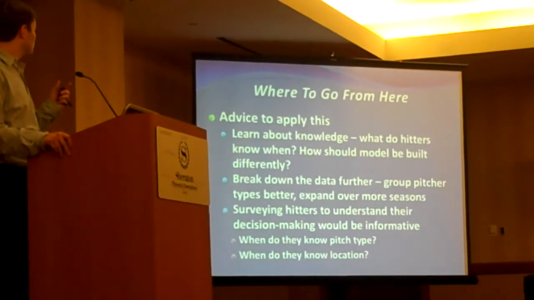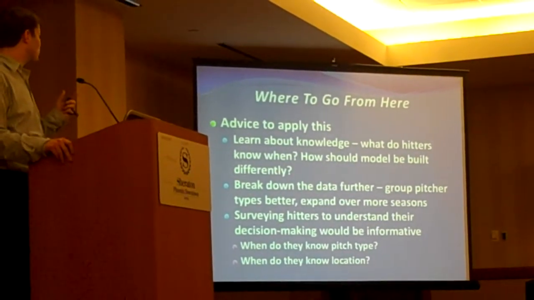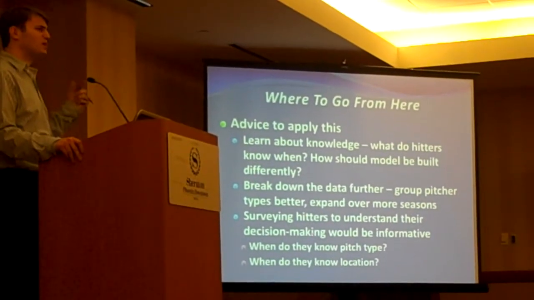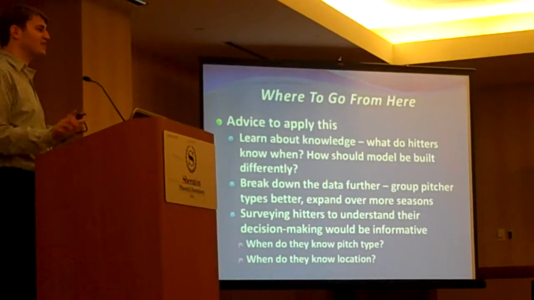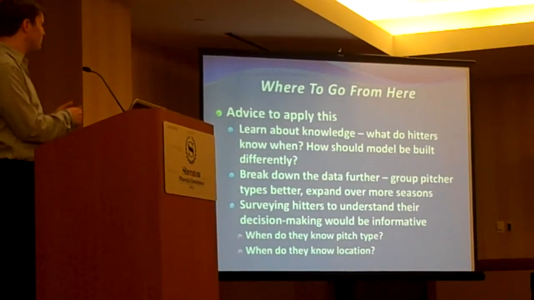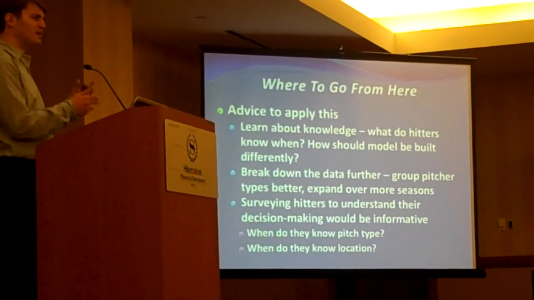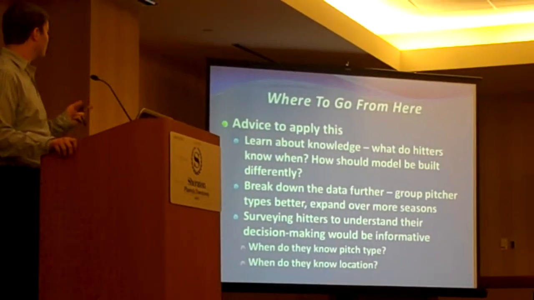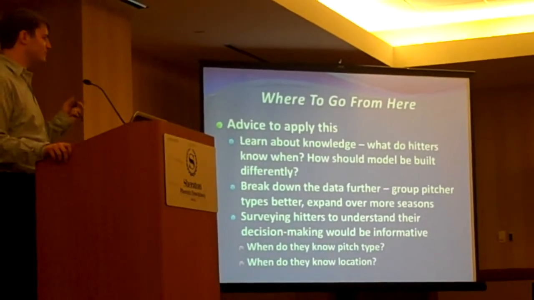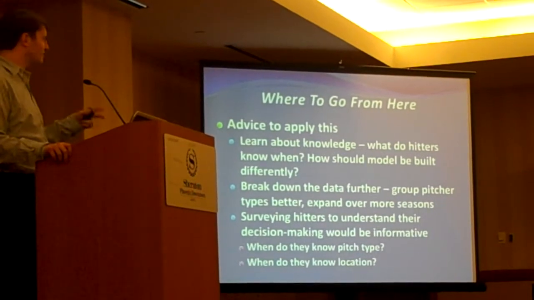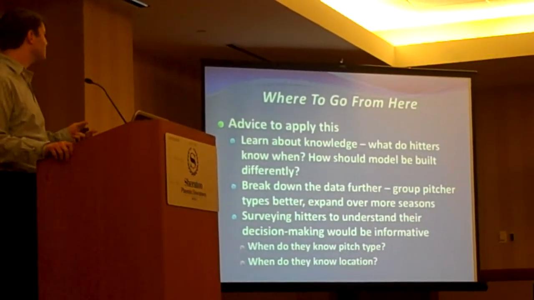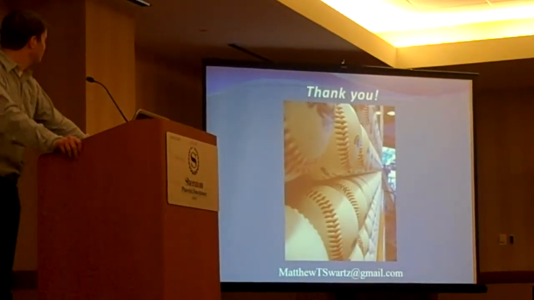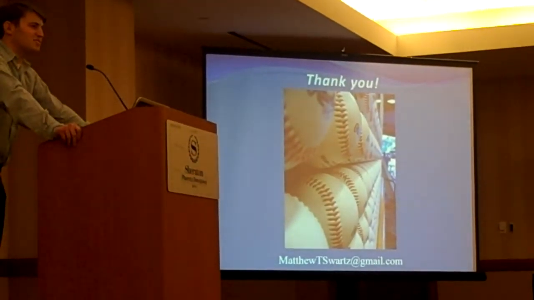I think there's a few different ways you could apply this and really take it a lot further, which is learning what the hitters know when, talking to them, figuring out how to build the model differently to certain types of pitchers. Curveballs all look alike, so these guys should be grouped, and look at these tables, specialize. If you group them better, maybe expand the data. I only looked at 2012, expanded over a few seasons. I think you take it farther. And I think surveying hitters to understand their decision making, you could move that into the same Bayesian framework in other ways and go a lot further. So thanks. I'm happy to answer any questions.